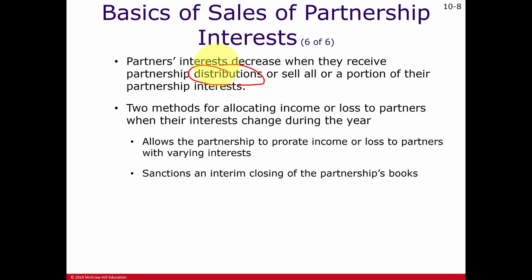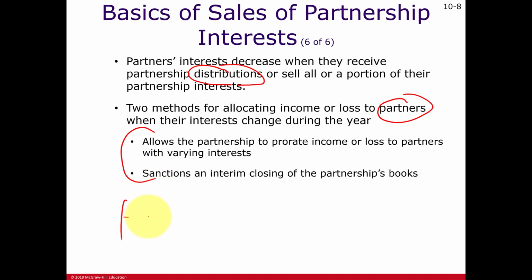In calculating the partnership income or loss during the year, all we do is just divide it up at the end of the year. But if partners change during the year, we may need to allocate the income among the old partner, continuing partners, and new partners. So let's go through an example that discusses the two possibilities here.